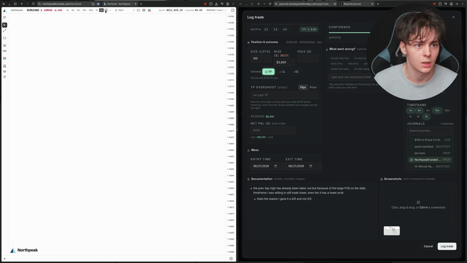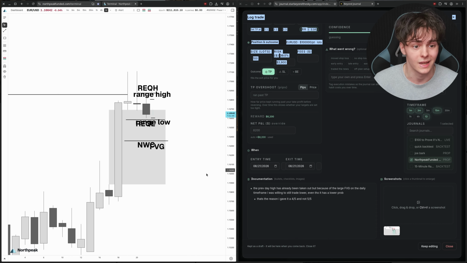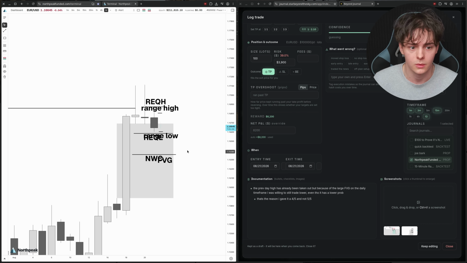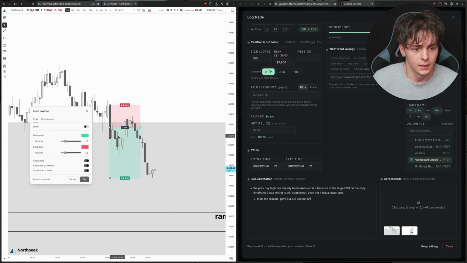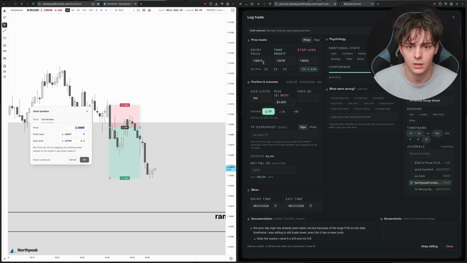This is going to be the 1 minute time frame. Let's also get in all of the daily information, because there was a lot of information on the daily. There we go. Let's go into the 1 minute again. Now, let's go to the coordinates. It's going to be the price that we have entered at, the stop loss, and the take profit. There we go. Confidence 5, immediately, because I saw a lot of reasons on why we should trade onto the downside. And this was a no-brainer for me, to be honest.